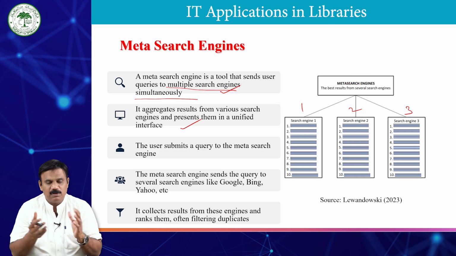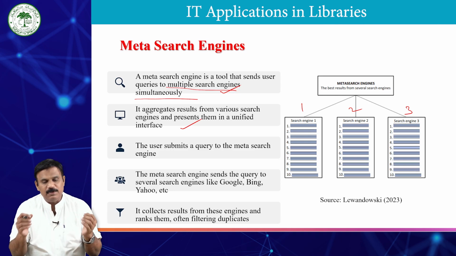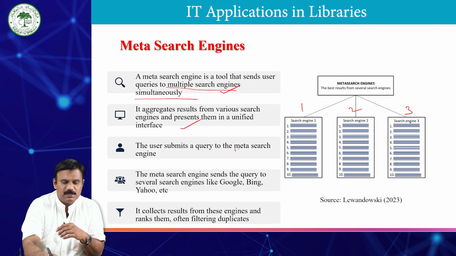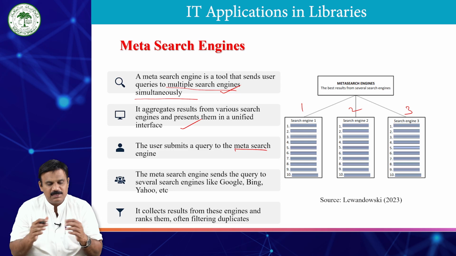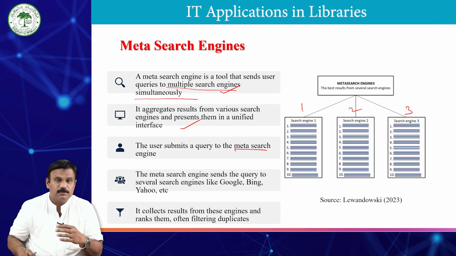The user submits a query to the meta search engine, and the meta search engine sends the query to several search engines like Google, Bing, or Yahoo. Then it collects the results from these engines, ranks them, and filters out the duplicates.